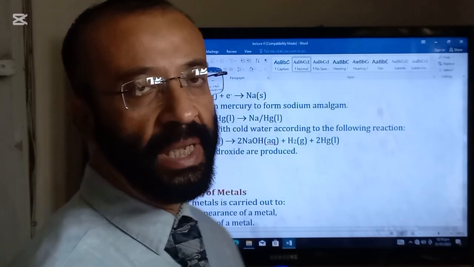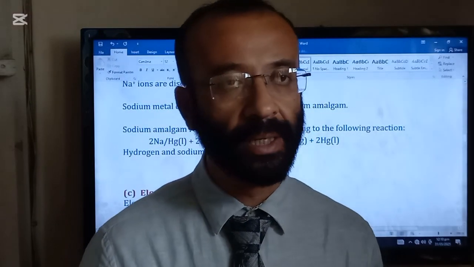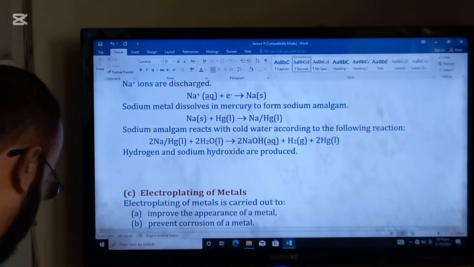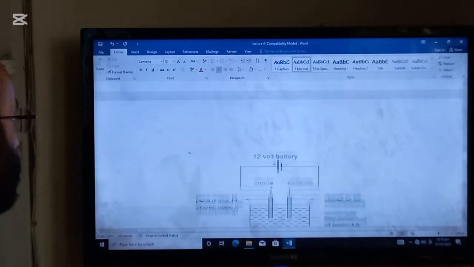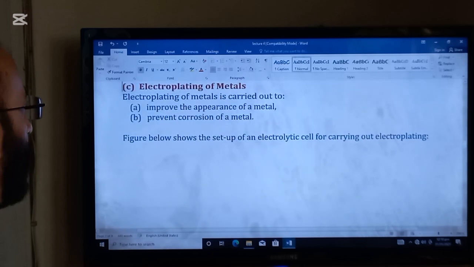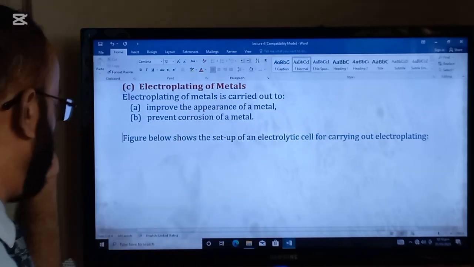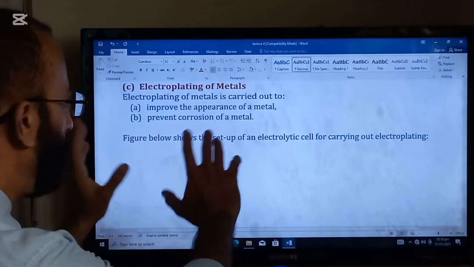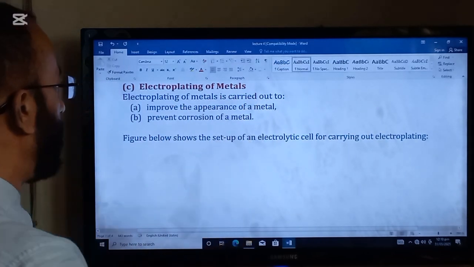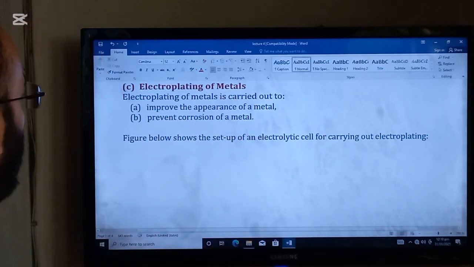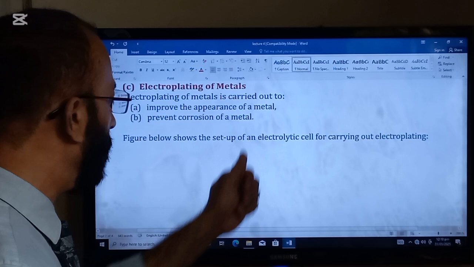The third use of the electrolysis in the industry is electroplating of the metals. Now we will read this topic in detail. Electroplating of the metals is carried out for two purposes. Number one, improve the appearance of the metal. And number two, prevent corrosion of the metal.